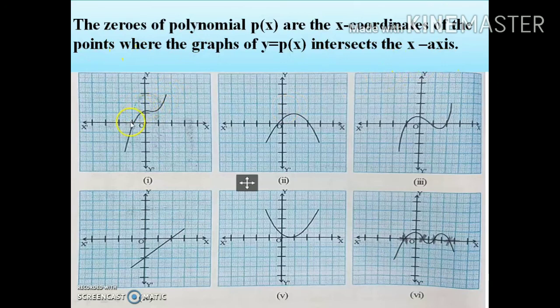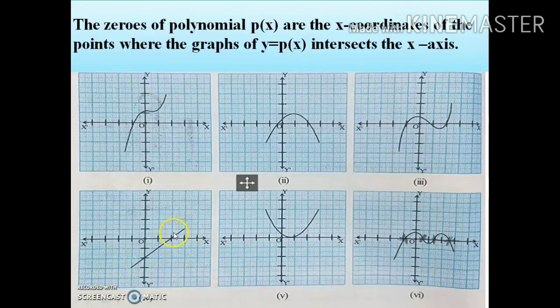For example, this curve is there, right? Where is it intersecting? It is intersecting at this point on the x-axis. So how many zeros are here? 1 zero is there since it is cutting the x-axis at this point. Similarly here we have 2 zeros. Why? Because it is cutting the x-axis at 2 points. In this third figure, 1, 2, 3. So 3 zeros are there as it is cutting the x-axis at 3 points.